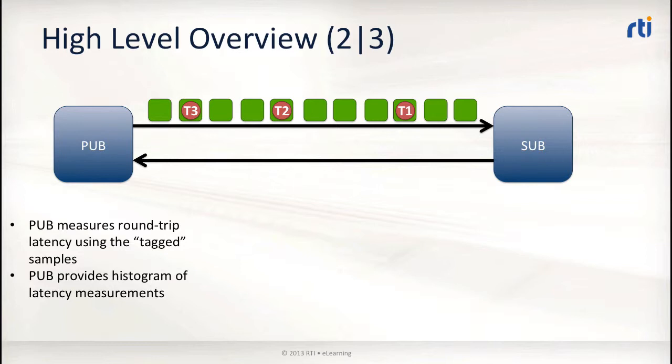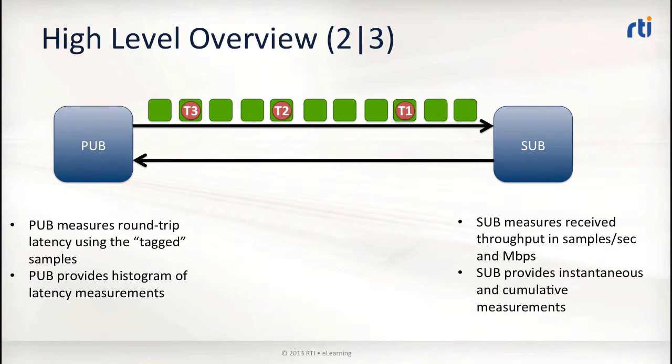As you can see from the diagram, publishers measure the latency using the request echo exchange. The publishers provide a histogram of latency measurements throughout the test, such as mean, standard deviation, min and max, and other things. We'll see more about the results later in this lesson.